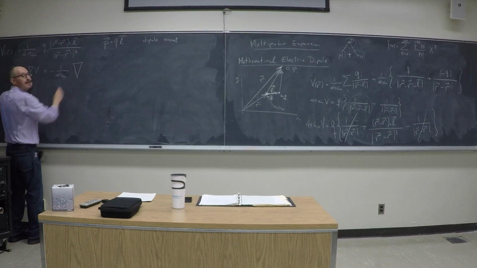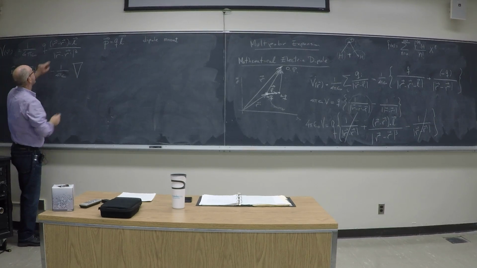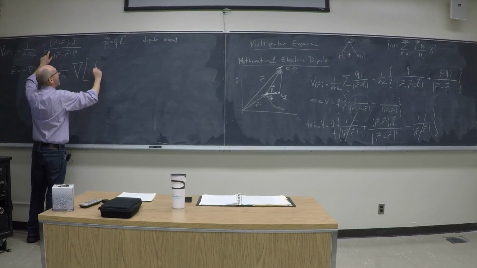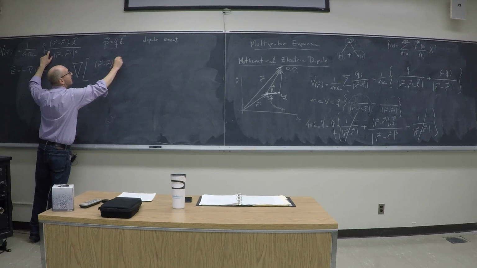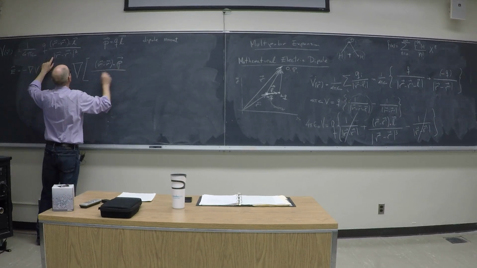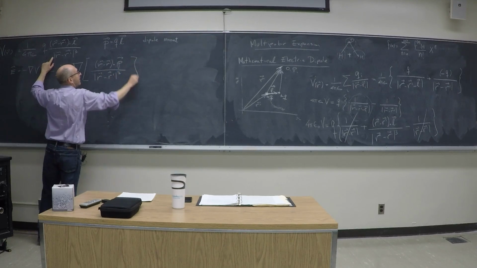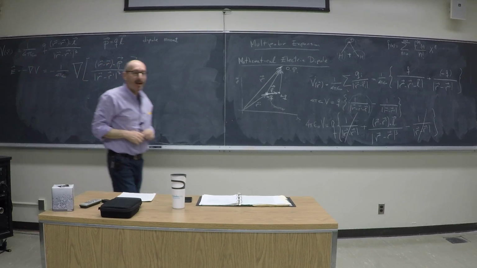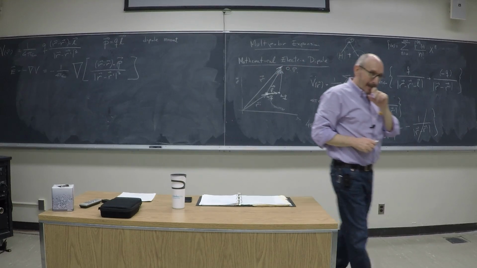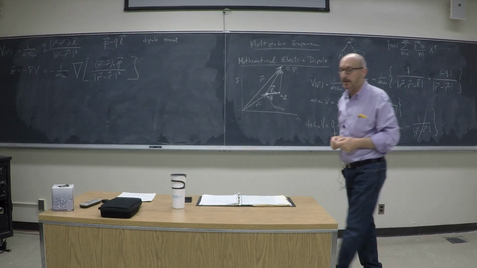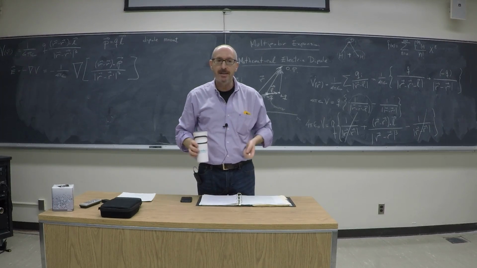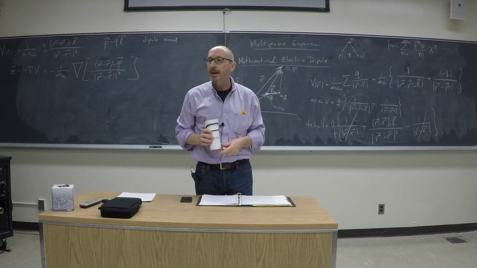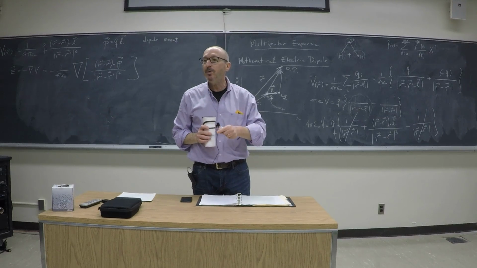So this is the gradient of (r minus r prime) dot p, which is a constant, over the magnitude of r minus r prime. Very good. So before I do the next step, what does it mean, the gradient? It's a partial derivative, a derivative. And that's the whole point. It is the derivative with respect to what?